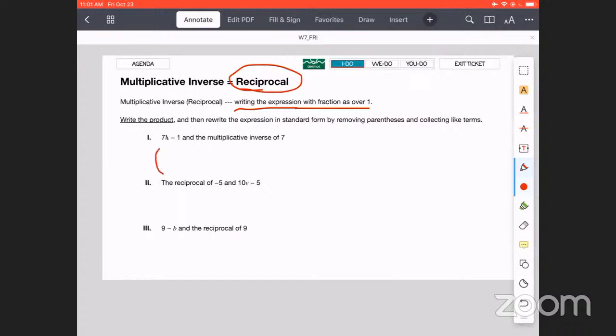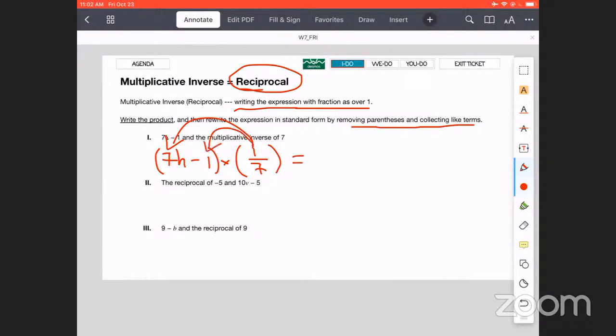So the first parentheses, it says 7h. It says write the product. Product means multiplication. So first expression is 7h minus 1. And you need to multiply that by the multiplicative inverse of 7, which is 1 over 7. It's a reciprocal of 7. You need to put 1 over. And the second instruction, it says, by removing the parentheses, you need to collect the like terms, but there are no such like terms. So in this example, you need to multiply the number outside of parentheses by every single thing inside. So 1/7 times 7h, 1/7 times 1.